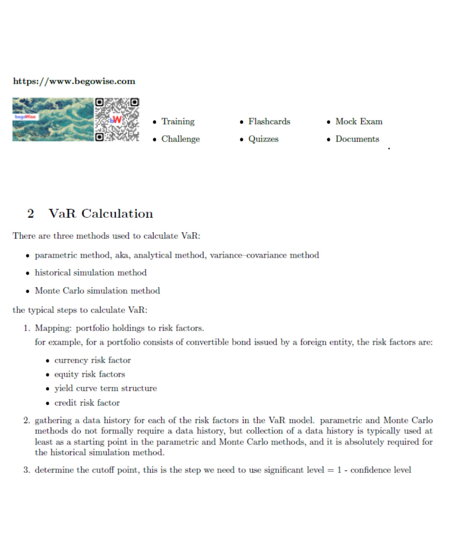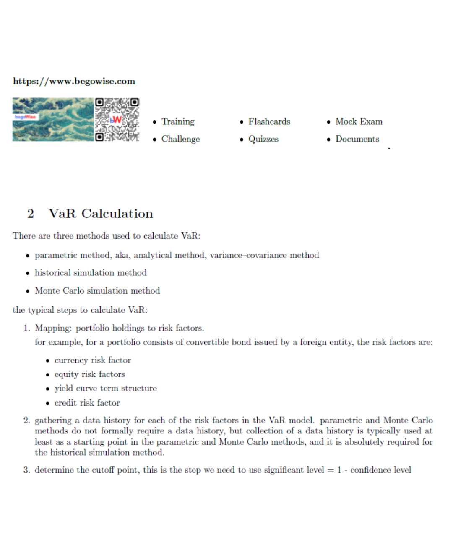Step 3. Determine the cutoff point. Finally, we need to determine the cutoff point, which involves using the significance level. The significance level is calculated as 1 minus confidence level. For instance, if our confidence level is 95%, our significance level will be 5%. This step helps us identify the point at which we expect to see our minimum loss, or VaR.